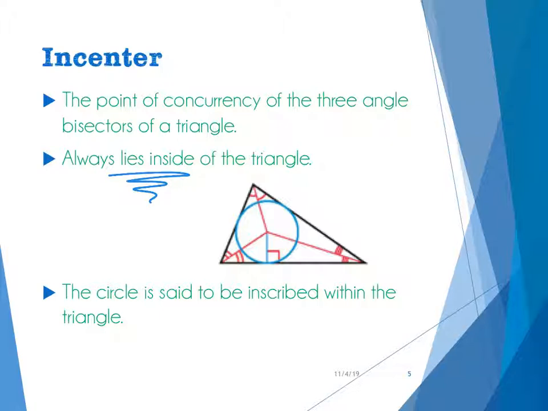Remember the circumcenter, depending on the type of triangle, its location moved. When it was acute, it was in. When it was right, it was on. When it was obtuse, it was out. This one is always inside the triangle. So like incenter, so inside the triangle.